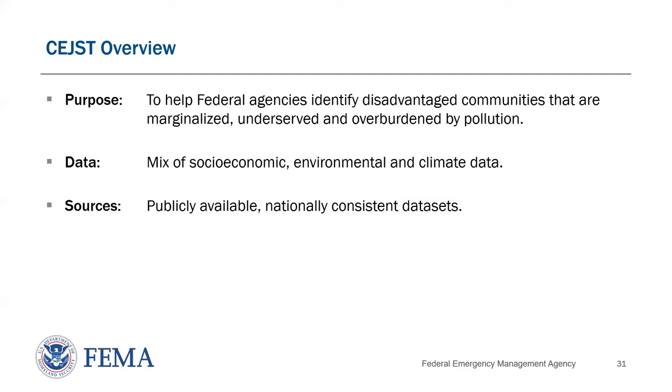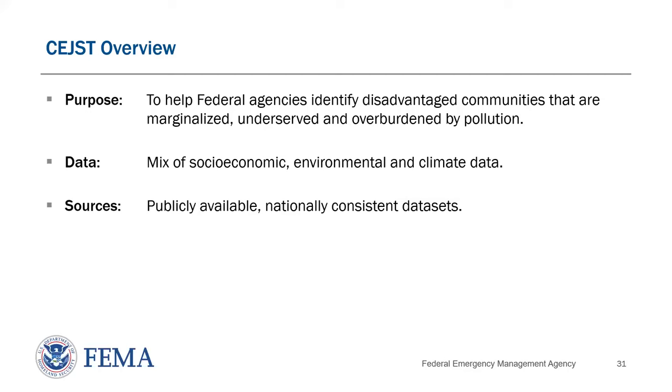And Justice 40 seeks to deliver 40% of the overall benefits of investments in climate, clean energy, and related areas to disadvantaged communities. So all the data in this tool is publicly available data. It's at the census tract level. It is a binary tool, which I want to point out. So using this tool, you're either disadvantaged or you're not at the census tract level.